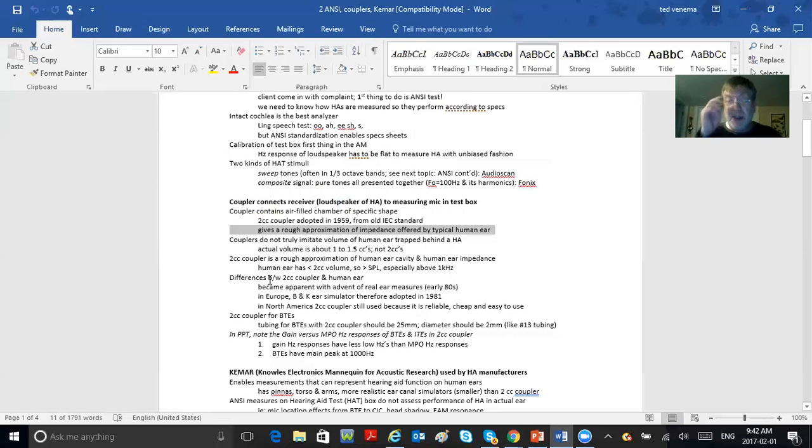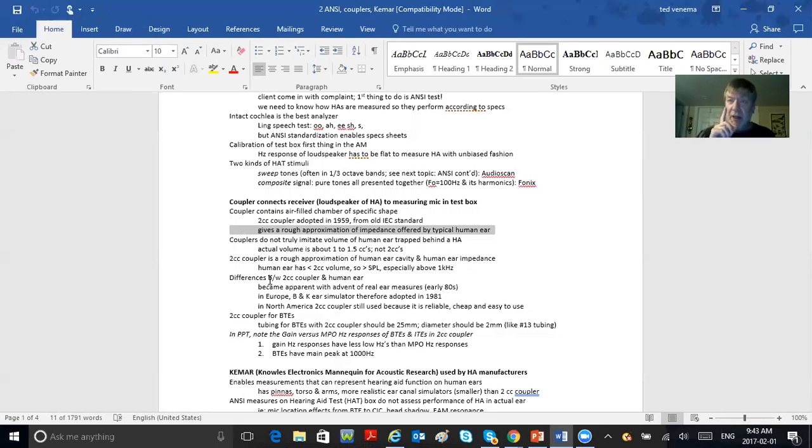In English, it gives a rough approximation of the space, now remember this, of the space between the tip of the hearing aid and your eardrum. It gives you a rough approximation of that little air space that's trapped between the hearing aid and your eardrum. That's the purpose of a 2cc coupler.